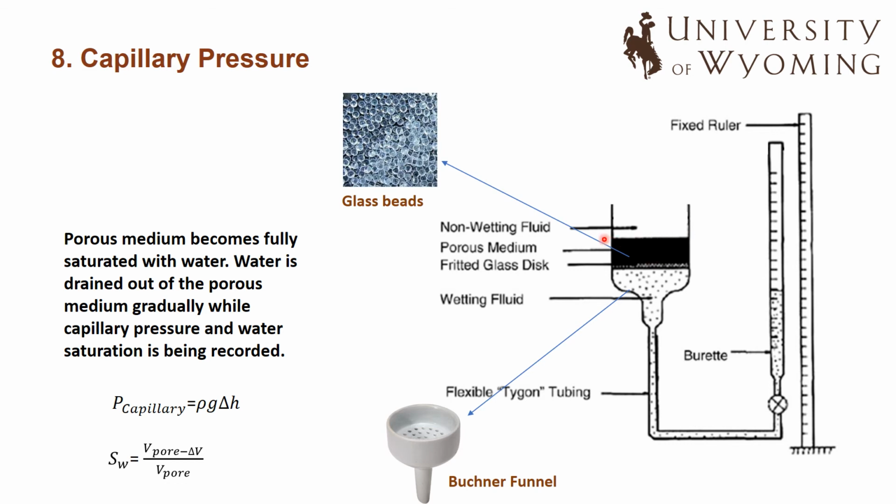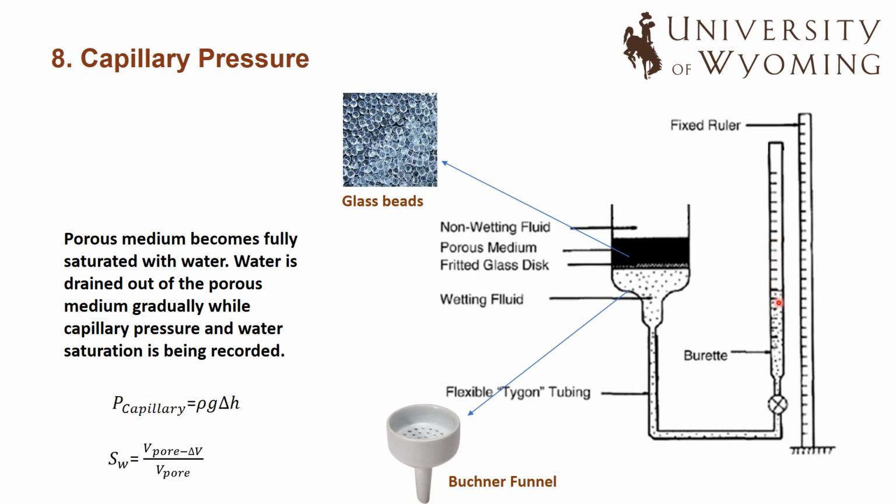First, we know that the water level is at the top of the glass beads, and also it's at the same level in the burette. So what we're going to do is take the burette down. Once we take the burette down, the water level will start going down also in the glass beads, and the air will start going in. So we take it down by a specific delta H, and then we know the new delta H, and we know the capillary pressure.